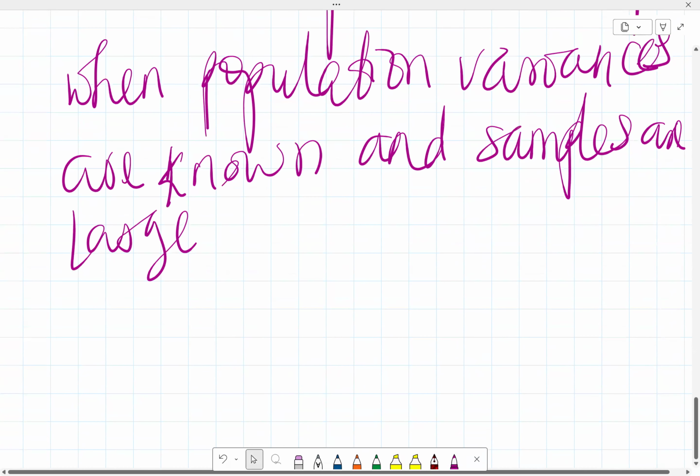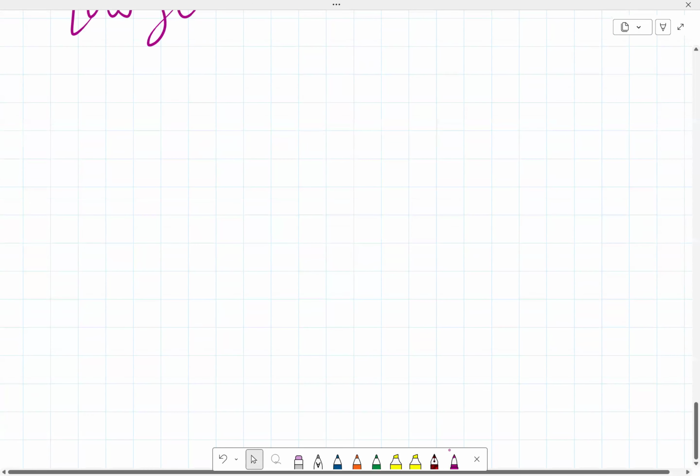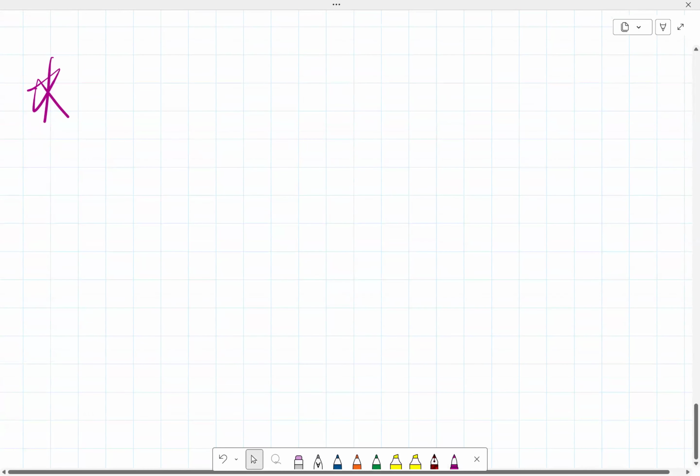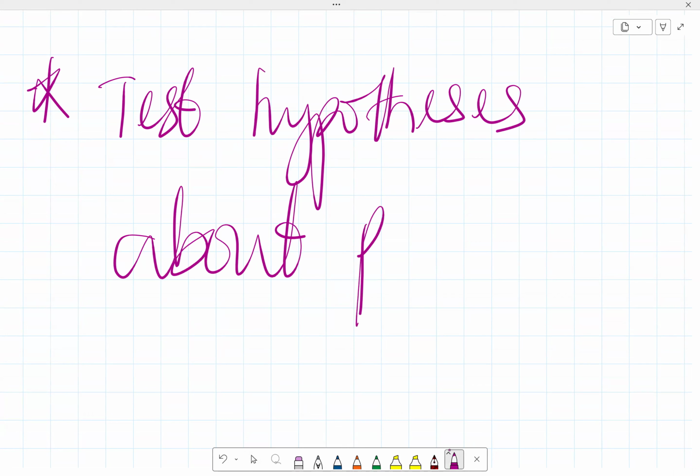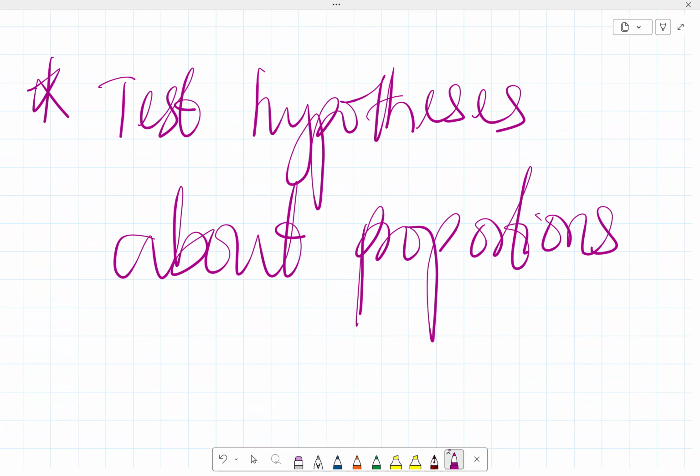The third situation when you should use the Z-test is to test hypotheses about proportions, not about means. Of course, how do you use the Z-test? I think it's now time to go on and talk about how to use the Z-test practically.